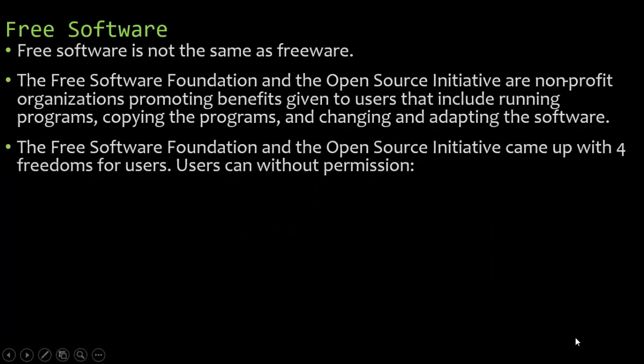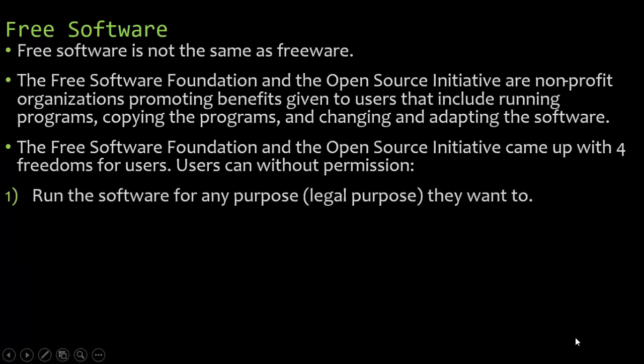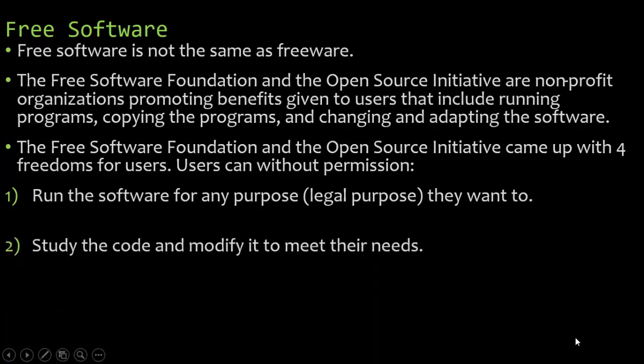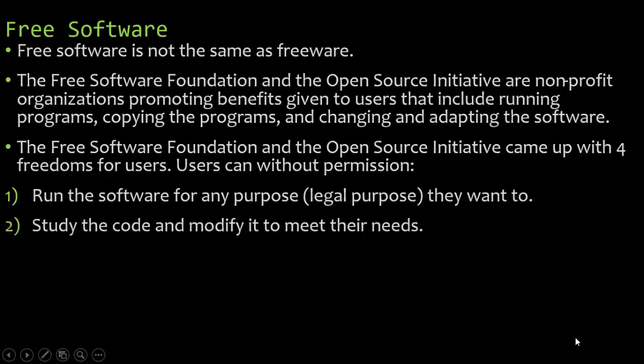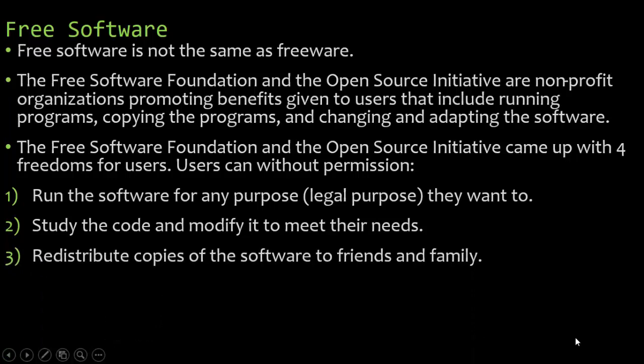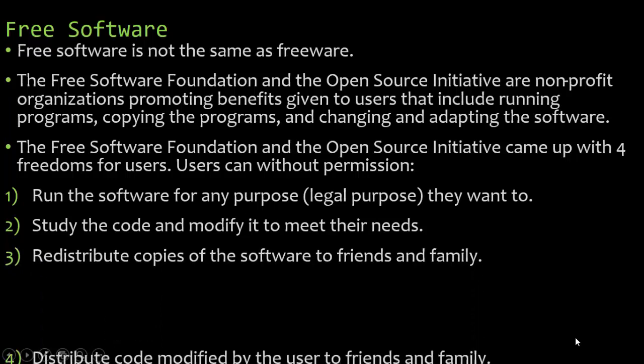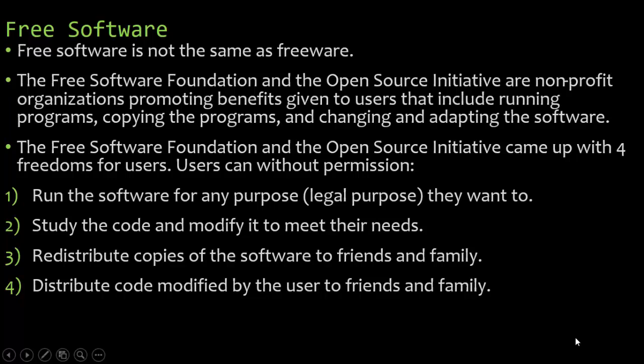The Free Software Foundation and the Open Source Initiative came up with 4 freedoms for users, and users can do these things without permission. They can do it right away. They don't need to get permission. The first one is they're allowed to run the software for any purpose, and we mean legal purposes, not breaking the law. They can use it for any purpose they want to, as long as it's not breaking the law. They're allowed to study the code and modify it to meet their needs. They're allowed to redistribute copies of the software to friends and family. They're allowed to distribute code modified by the user to friends and family. So you have a lot of freedom here, which is why the Free Software and Open Source Initiative came up with it.